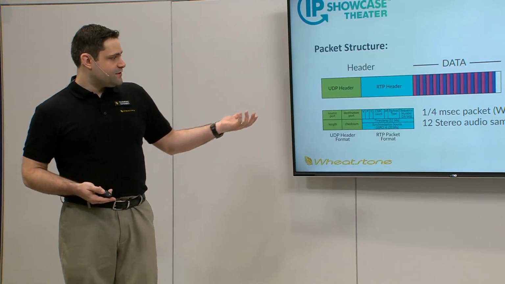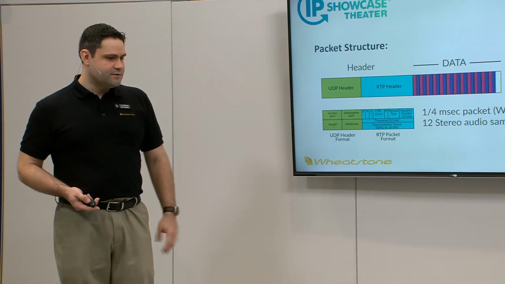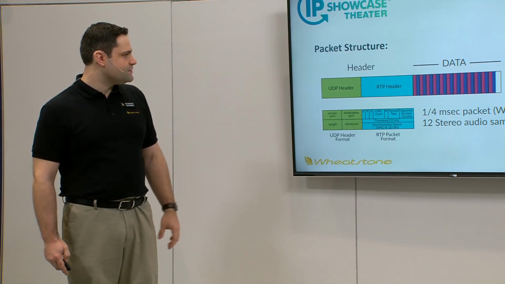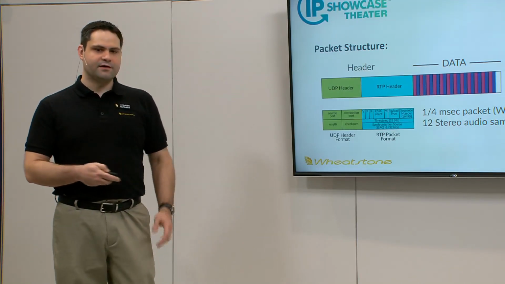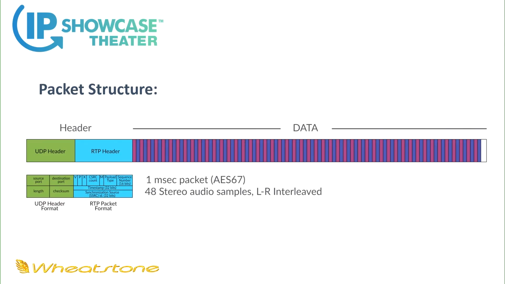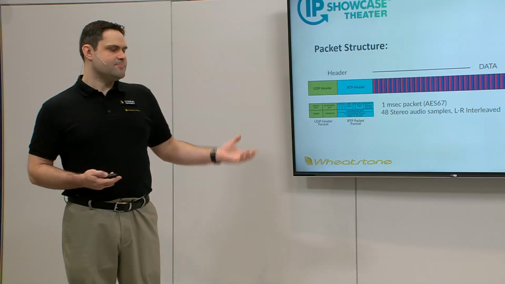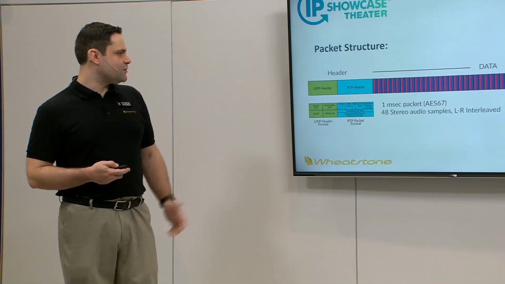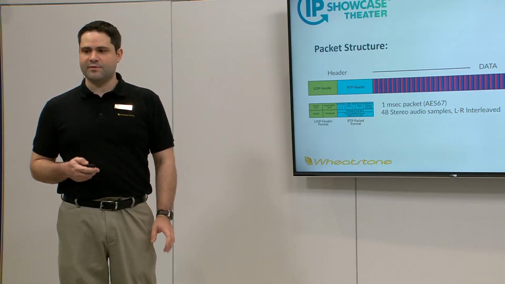So the way we do it with a 1/4 millisecond is just 12 stereo samples, left-right interleaved, and then AES67 calls out a 1 millisecond packet. So we now have 1 millisecond support, which again is the same header, same UDP, RTP header, only now you have 48 stereo audio samples in that packet, the same left-right interleaved. So this is the most commonly supported packet in AES67, and for SMPTE support you must have 1 millisecond support.